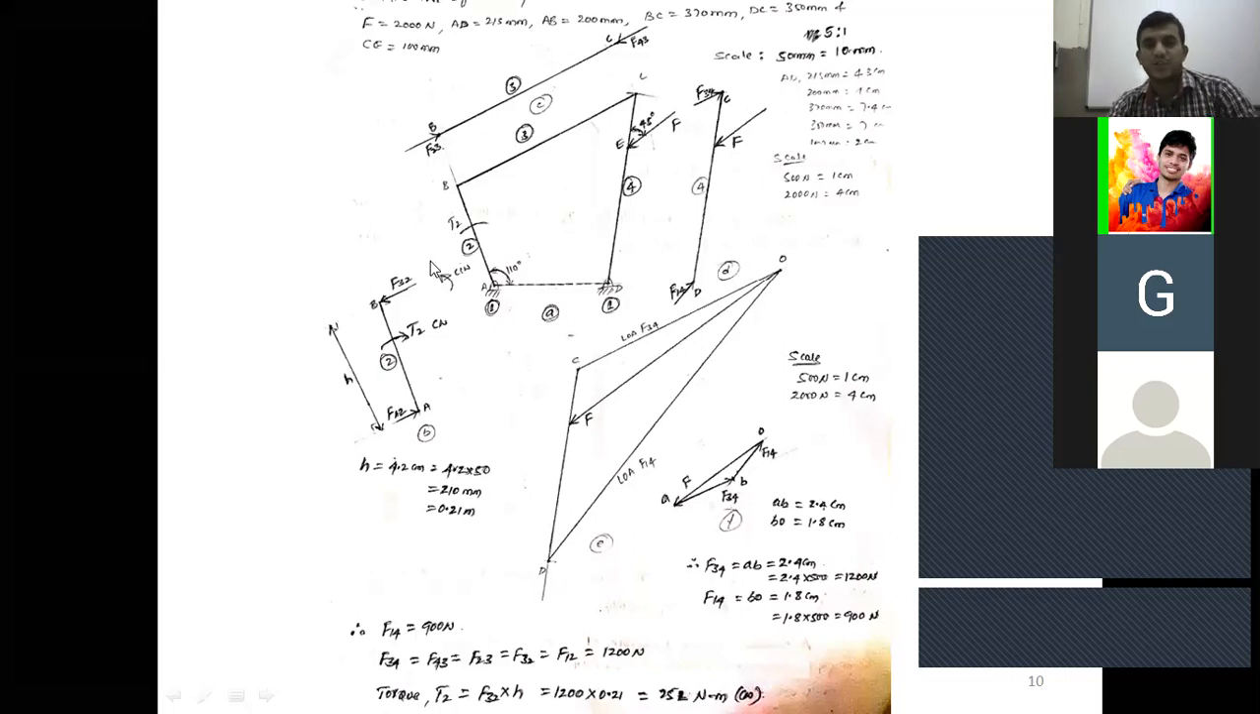Clockwise direction. Up to this you should do, and you know what forces are acting on each part of the mechanism, and what torque is applied on the link to keep the four bar mechanism in equilibrium. Yes, this is the analysis of the four bar mechanism.